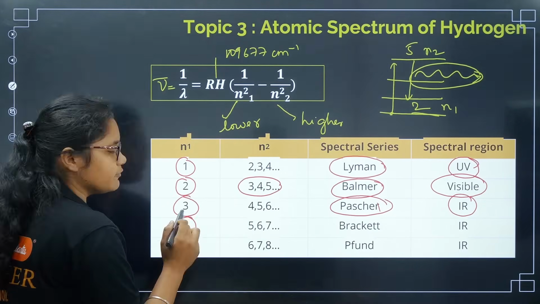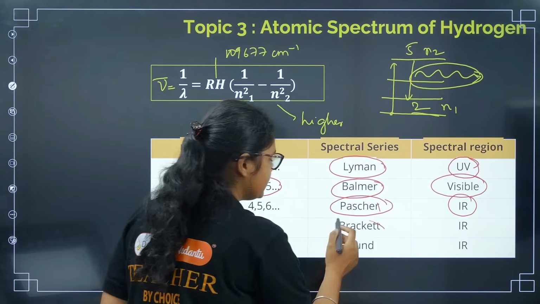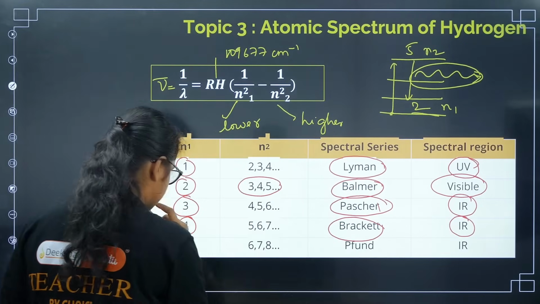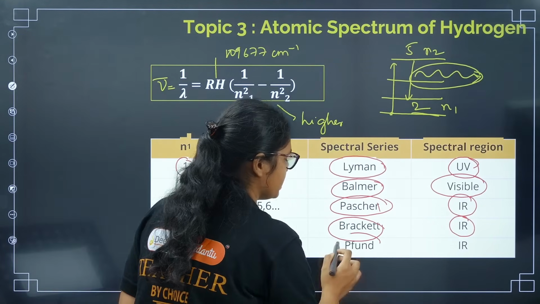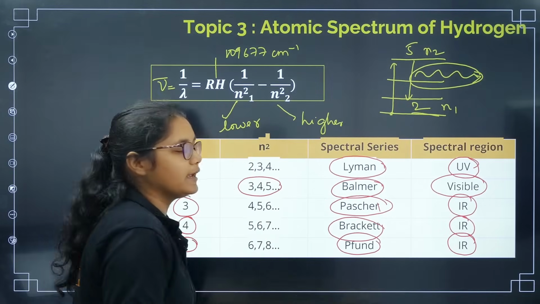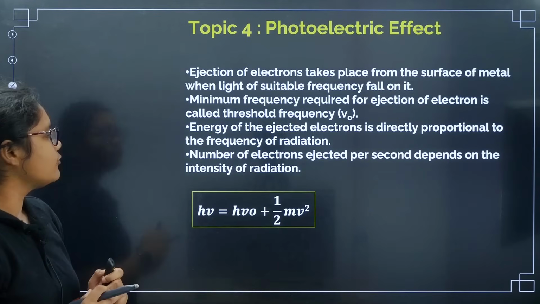Similarly, if the electron stops at the fourth energy level, we call it Brackett, and this also forms in the IR region. And if the electron stops at the fifth orbit or fifth energy level, we call it Pfund, and it is also IR radiation. Clear? Okay, next we will go to the photoelectric effect.